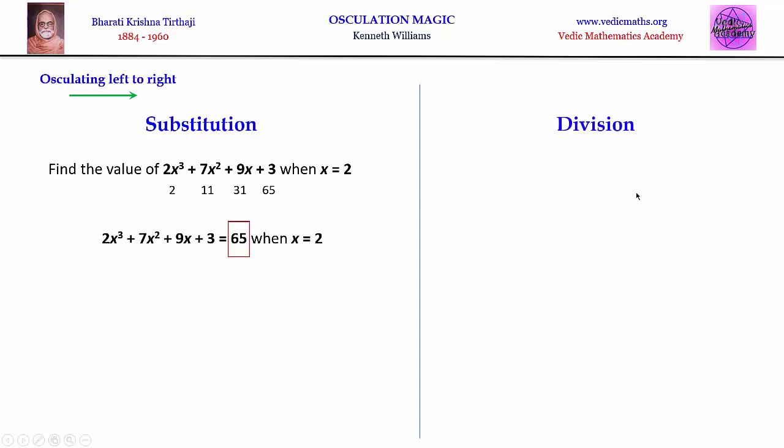We can also do divisions very easily. If you want to divide this quadratic by x minus 3, 3 is the number that brings this to 0, so we're going to osculate with 3 from left to right. So you start with the 1, then 3 times 1 is 3 and 5 is 8. 8 times 3 is 24 and 7 is 31. So the answer to the division is actually x plus 8, remainder 31.